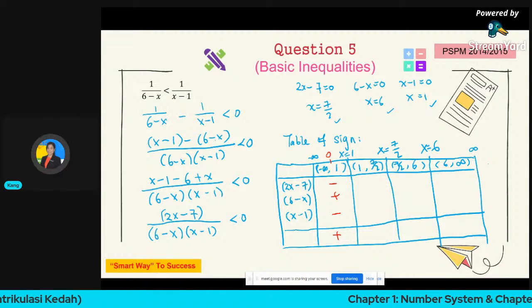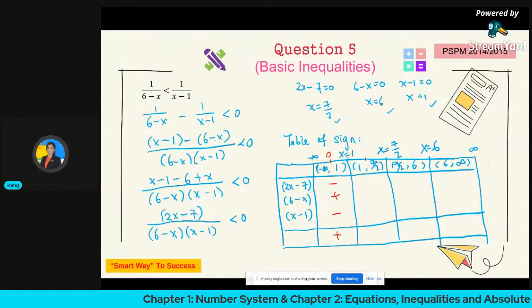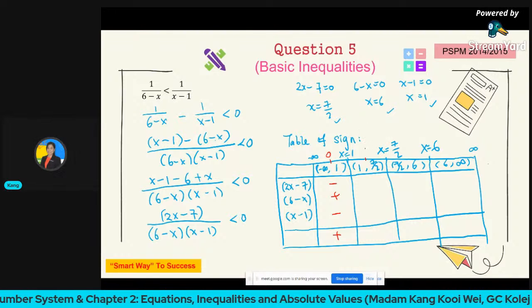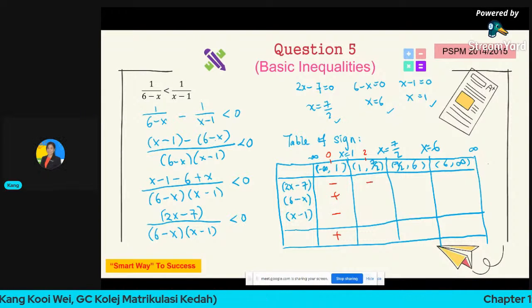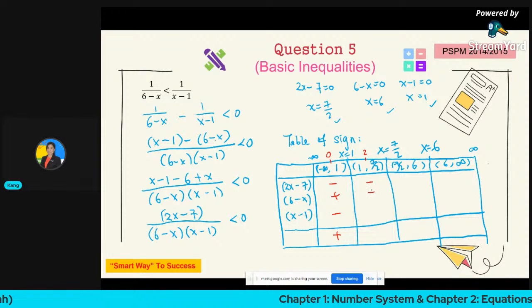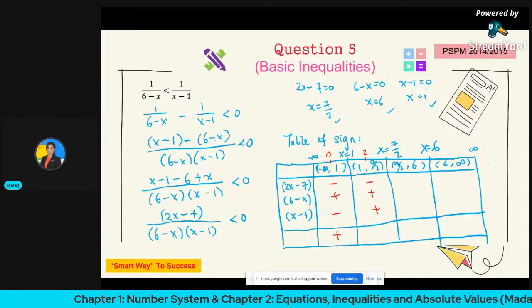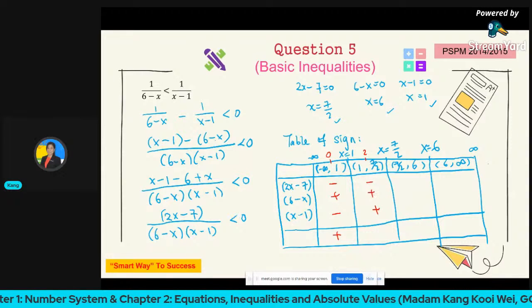Okay, next column, in between 1 and 7 over 2. 7 over 2 is 3 point something, so we can choose the value 2 here. Substitute 2 into here. 2 times 2 is 4. 4 minus 7, you will get negative here. Then 2 substituted into here, 6 minus 2 is positive 4. 2 substituted into here, you get 2 minus 1 is positive 1. So negative, positive, negative, negative, positive, negative.